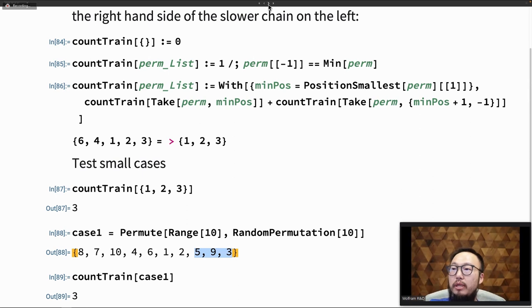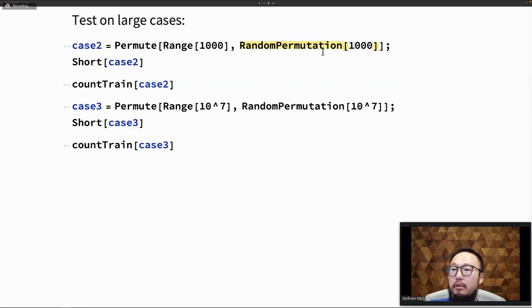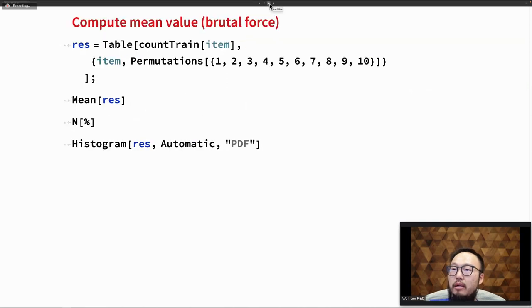We can also work on really large numbers, like a thousand, and it will give you some numbers. You can just quickly check that. And then how to find the averages? I just do brute force for small numbers.